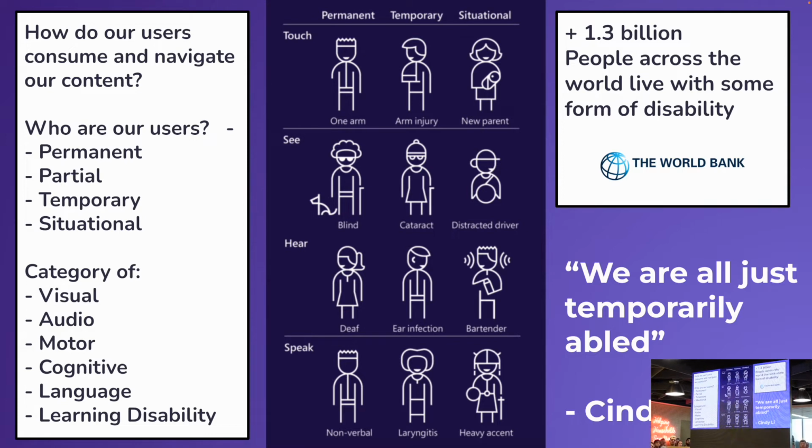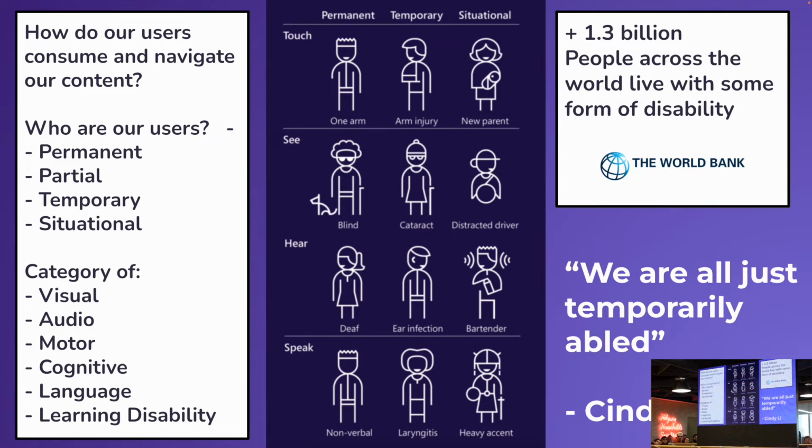And so here we are all on the spectrum, whether maybe not right now, but maybe at another point in our lives. And as it indeed says, we are all just temporarily disabled. So whether you have a permanent disability, you are born with, say, one arm, or you are temporarily disabled, you've been in an accident and you've broken your arm, or situational.